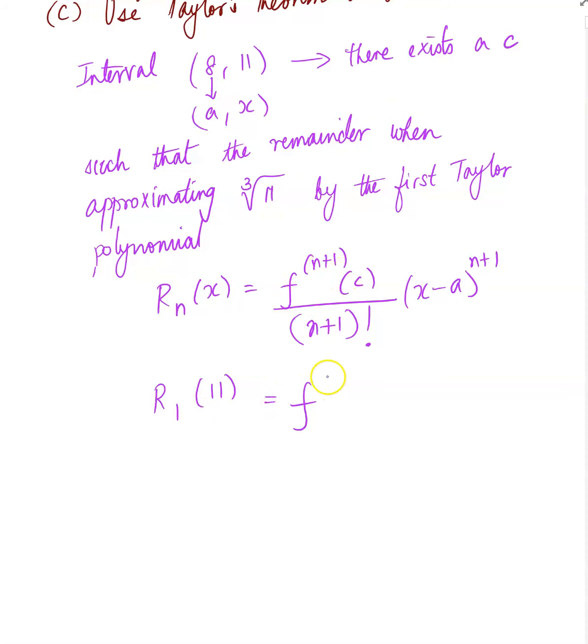So that's n plus 1, so it is 2, but we don't put the 2, we put 2 strokes. The double prime of c is unknown to us at this point, over 1 plus 1, so 2 factorial, times x minus a, where x is 11 and a is 8, so 11 minus 8, to the power 1 plus 1, which is 2. Okay, we plug them all in.